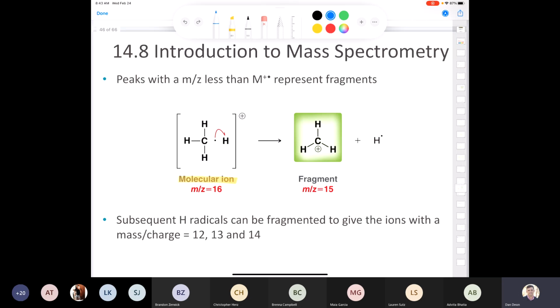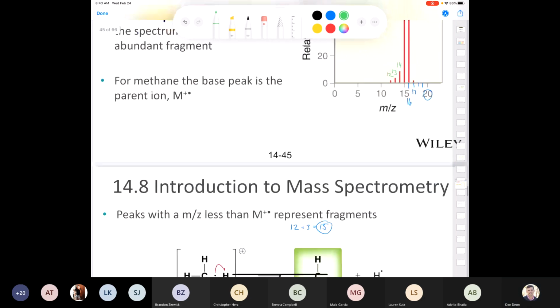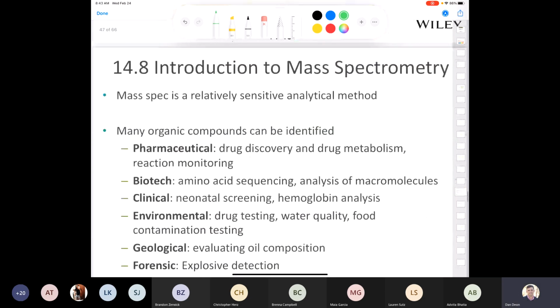it loses the hydrogen radical, and we end up forming this carbocation, which is going to have a mass over charge of 15. We've got 1 carbon plus 3 hydrogens, each with a mass of 1, so we get 15. This is going to be unstable, and then it can lose another hydrogen, then another hydrogen, and so on. And that's why we see peaks at 15, 14, 13, and 12.